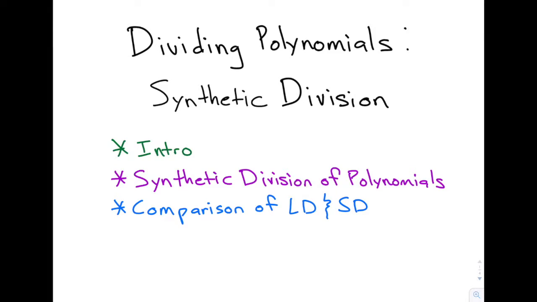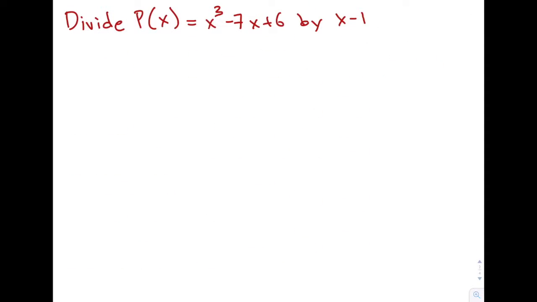In this video, we'll look at how to divide polynomials by using synthetic division. So last video, we looked at long division, kind of a riff off of an old algorithm that we know from elementary school. In this one, we'll introduce a new kind of division tool called synthetic division. So if we want to divide p of x equals x cubed minus 7x plus 6 by x minus 1, we could do that by long division, or we could try this slightly more efficient tool called synthetic division.